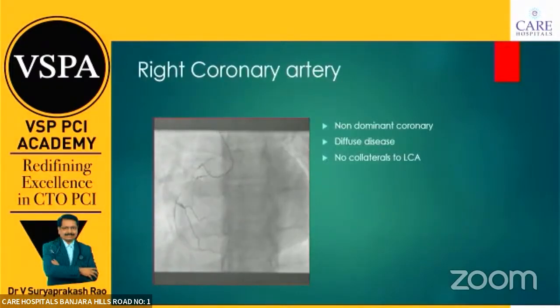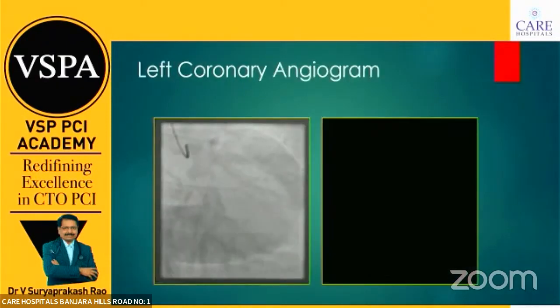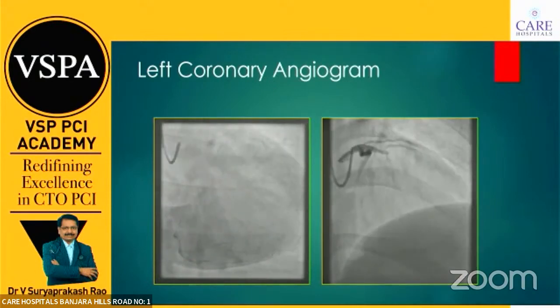So this is the right coronary artery, which is non-dominant, and there are no collaterals to the LAD. It's very important when you take the contralateral angio, you should see whether there are collaterals or not. Next, please. Now this is the left coronary angio. Can you click? Yeah, it is playing.